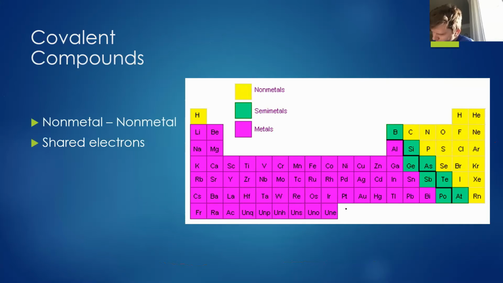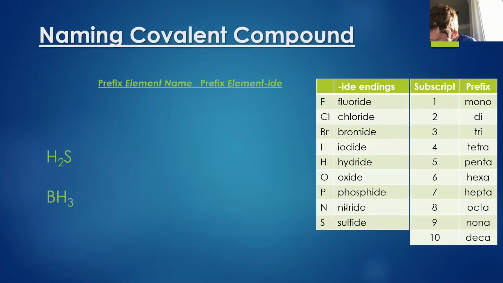All right, so how do we name them? Well, we're going to name them using prefixes. So the next slide's all about naming them. And this is kind of a review. If you want to see more detailed step-by-step, go ahead and watch those PowerPoints I posted. But what I'm going to do here is just show you the key elements of naming a covalent compound.